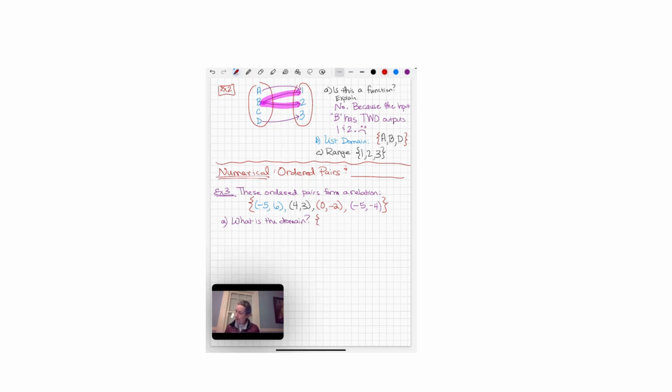True to form, we got curly brackets. And I think I'm going to use my highlighter and go through and highlight my inputs the same color. It just helps me kind of see things. So we're listing our domain. That's the inputs. Some people also call these the x coordinates. They are. So those are my inputs, or the x coordinates. I'll make a little note. The domain is the x coordinates.